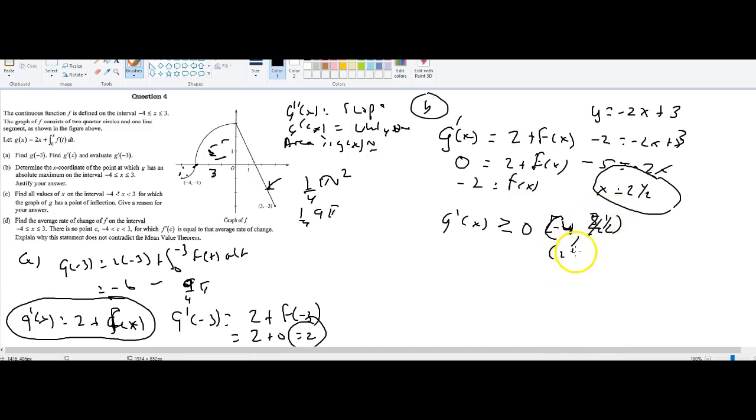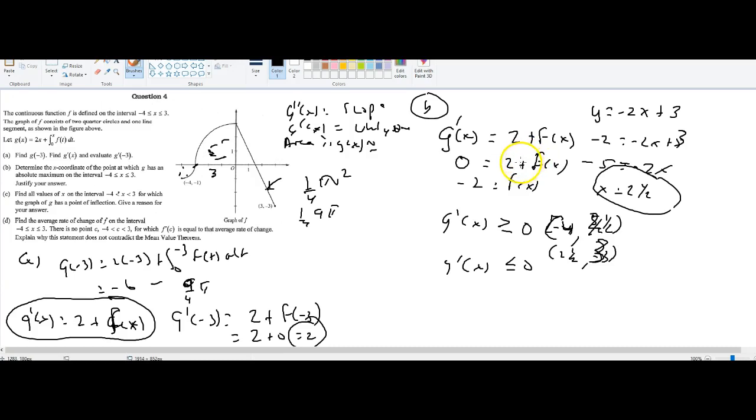And then from 2.5 to +3, that would be better to write +3 because that's where that is. g prime of x is going to be less than 0. So it's increasing before, decreasing afterwards. It must be an absolute maximum at 2.5.